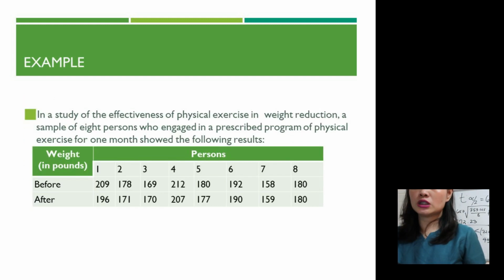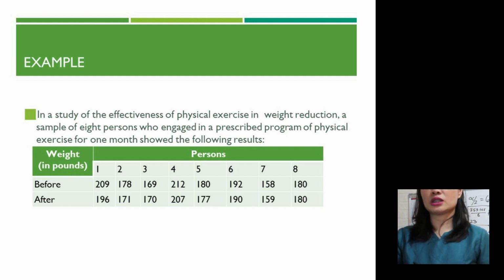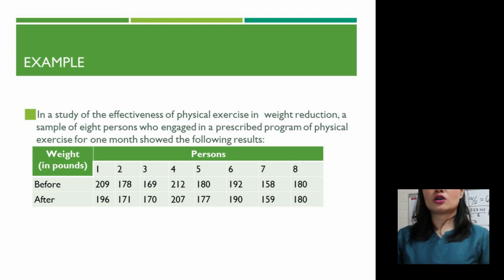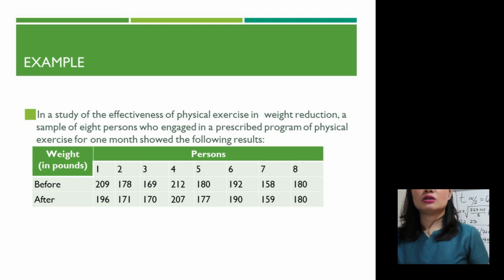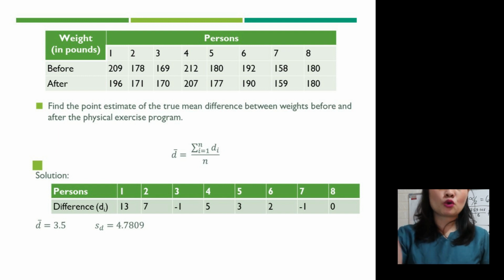So we have 8 persons. Before, their weights are 209, 178, 169, 212, 180, 192, 158, 180. Then after, their weights are 196, 171, 170, 207, 177, 190, 159, and 180. Okay? So find the point estimate of the true mean difference between the weights before and after.